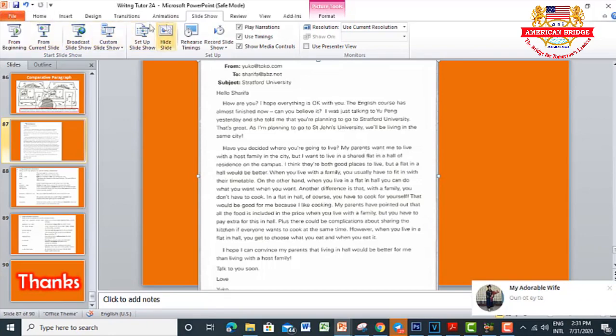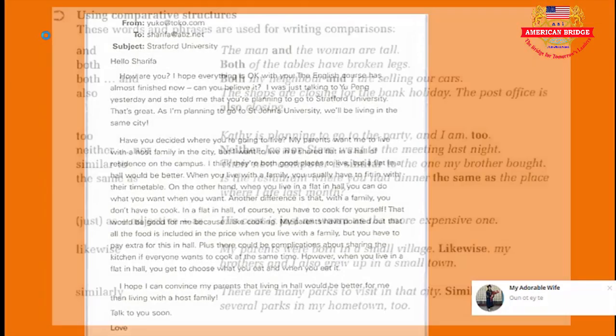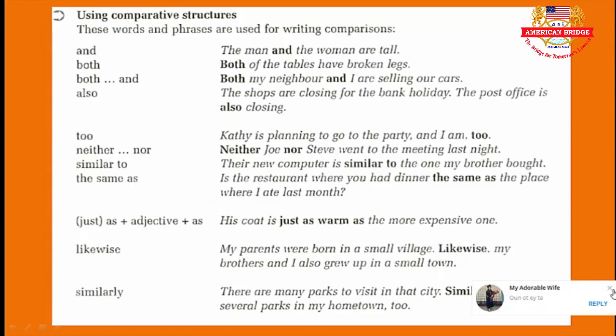Okay, so let's move to the next, everyone. Using comparative structure, we use these words to show comparison. These words and phrases are used for writing comparison. So we use the word like and, like the man and the woman are tall. So we compare the similarity. And the next one, both or both and.